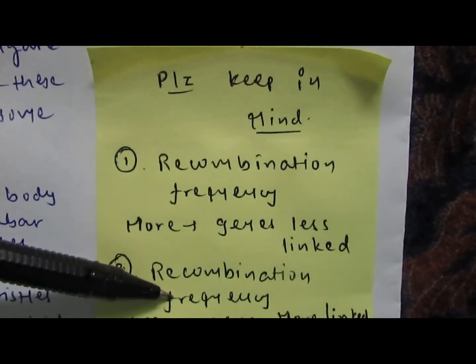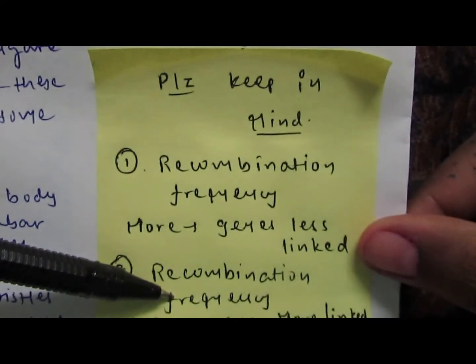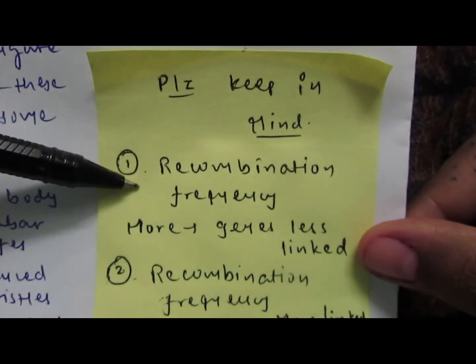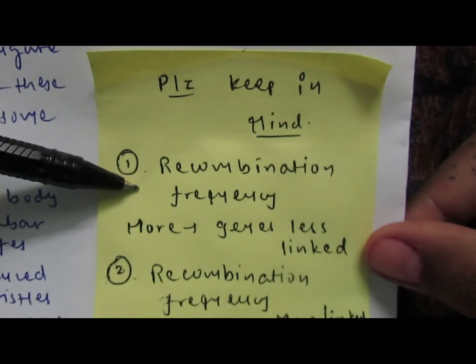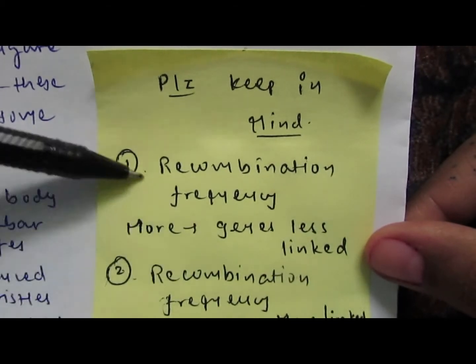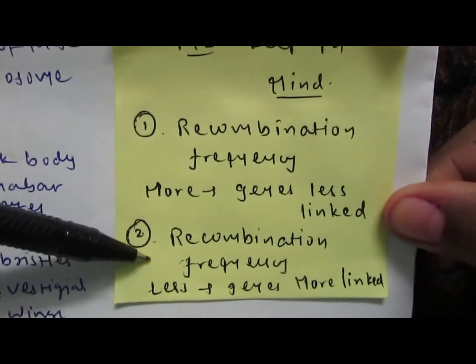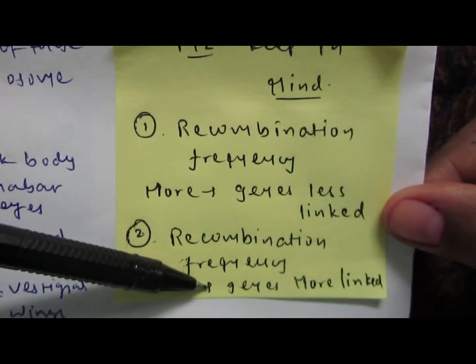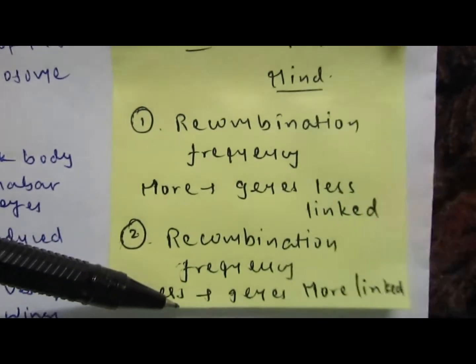Before starting the solution, please keep one thing in mind: if recombination frequency is more between 2 linked genes, it suggests that the genes are less linked with each other. But if recombination frequency is less, it suggests that genes are more linked with each other.